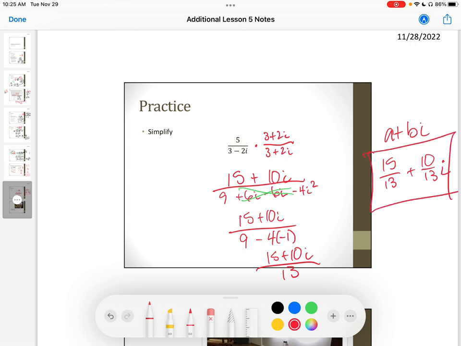Okay, and that is how you go about rationalizing your denominators, and it's also how you go about dividing your imaginary numbers.